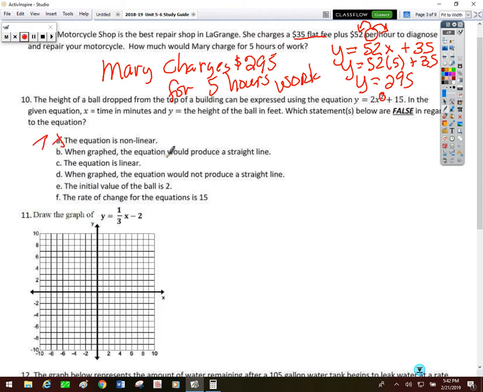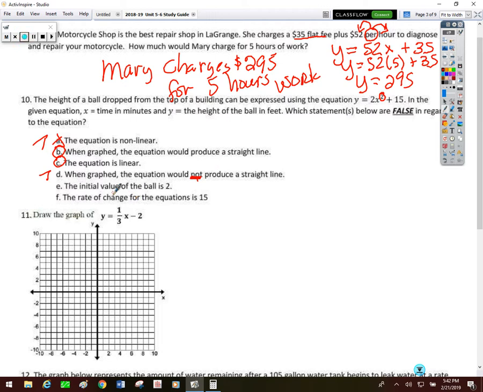All right, when graphed, the equation would produce a straight line. Well, if it's nonlinear, right, then it can't produce a straight line. So that's a false statement right there. Okay, so the equation is linear. That's a false statement. Okay, when graphed, the equation would not produce a straight line. Well, that's the definition of nonlinear, right? So that would be a true statement, because it would be a line that turns, okay?